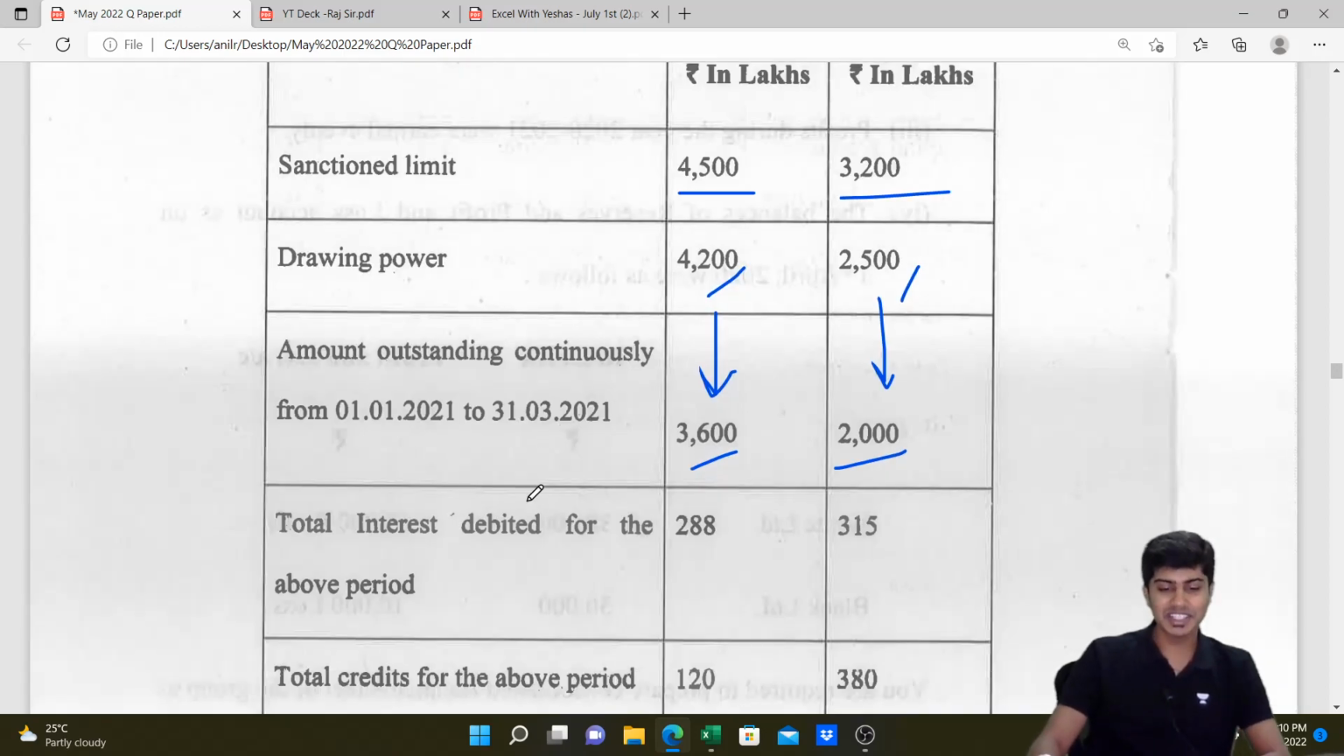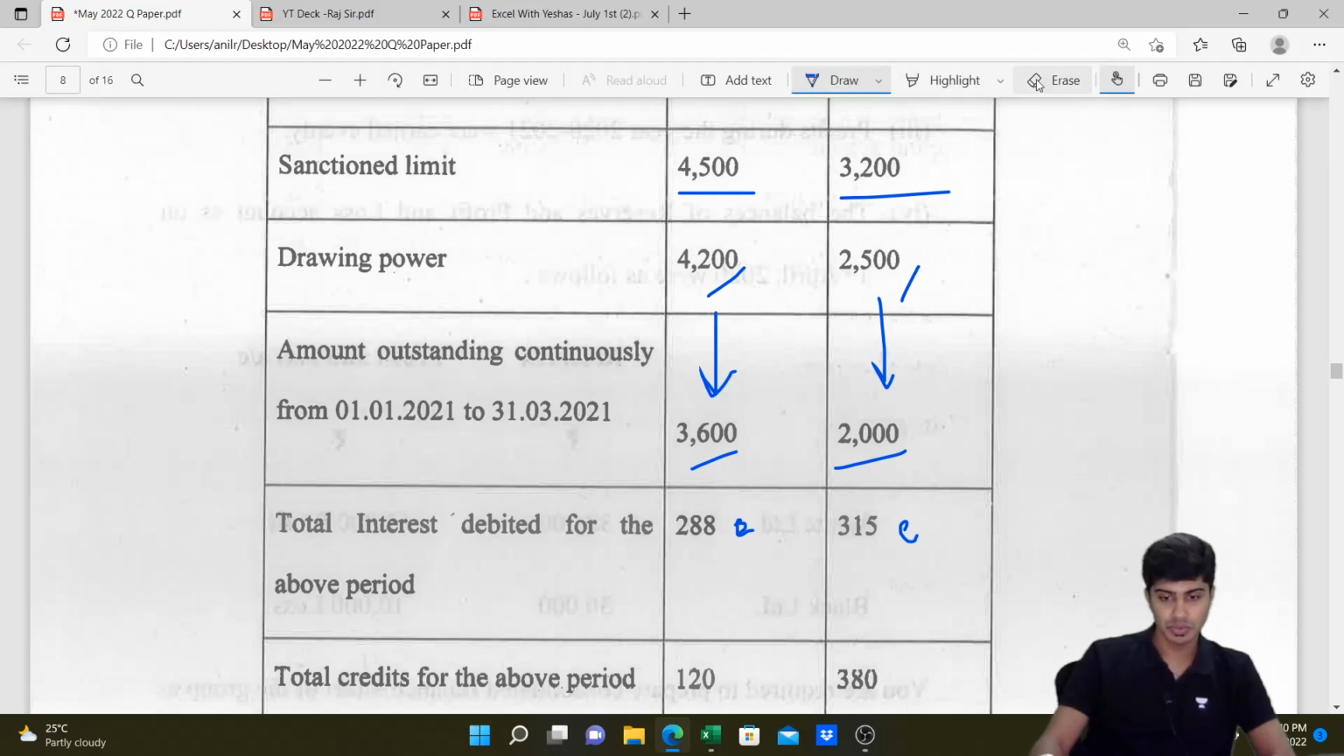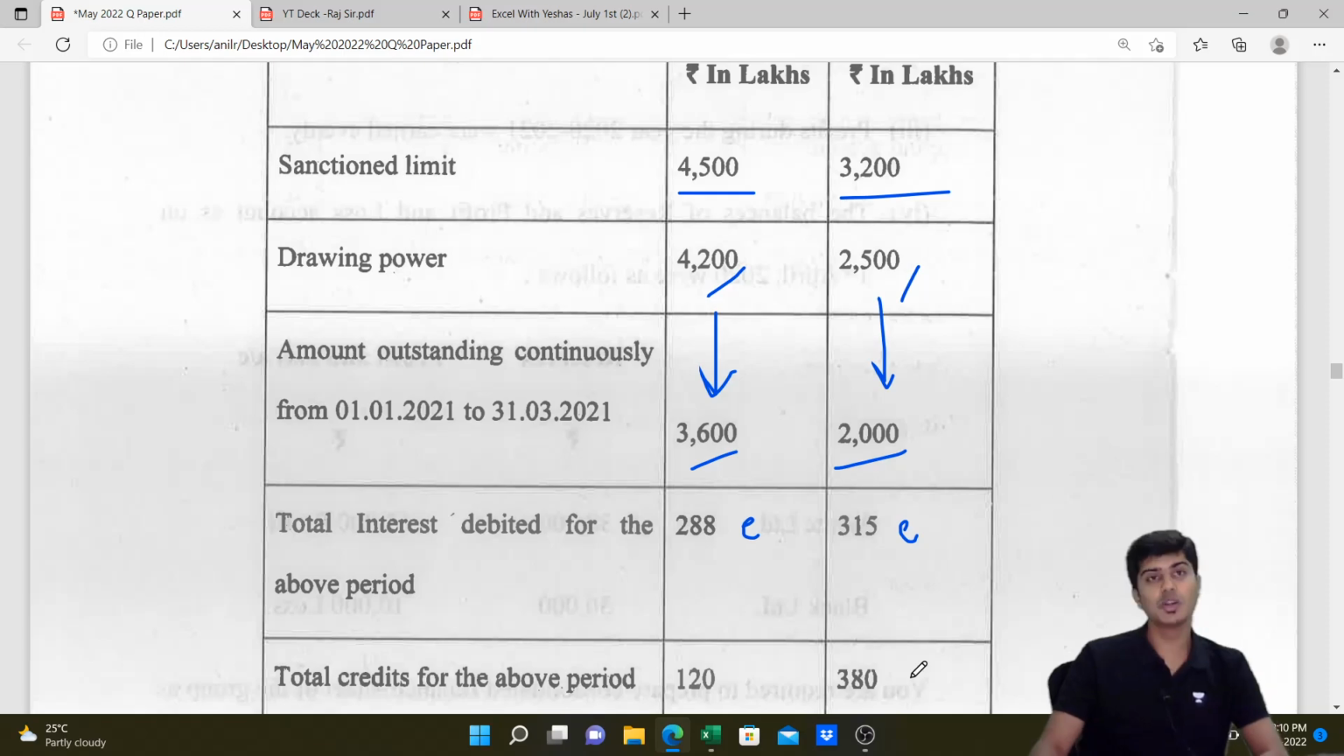And total interest debited. So this is interest charged. You can say this is the expense. Interest charged is how much? 288 and 315. So this is the amount of interest that needs to be paid, that they are supposed to pay, 288 rupees and 315 rupees.